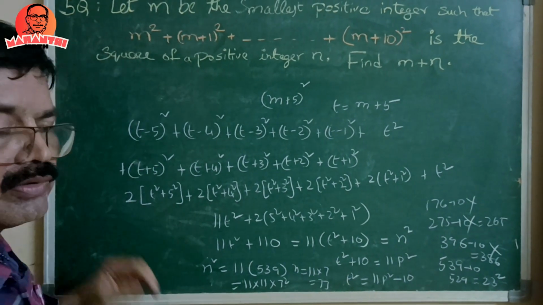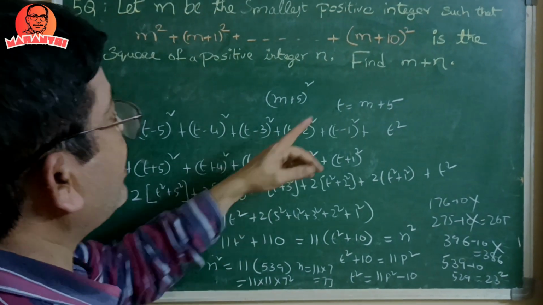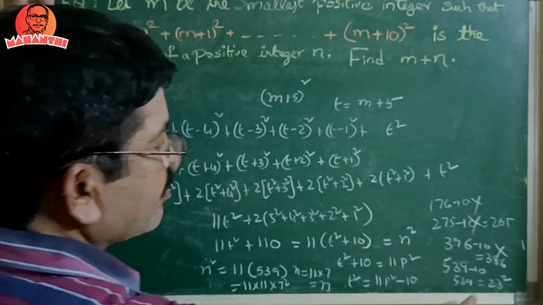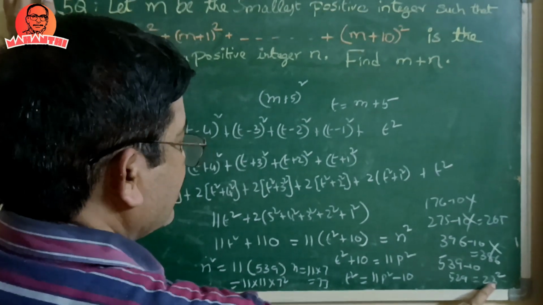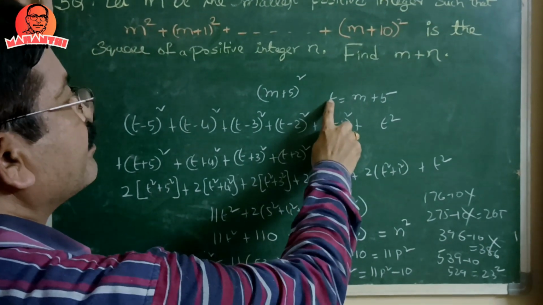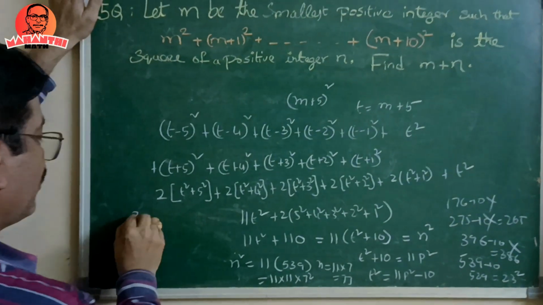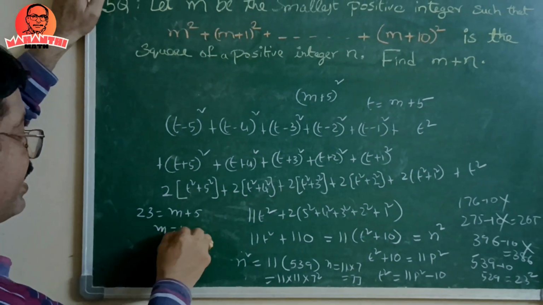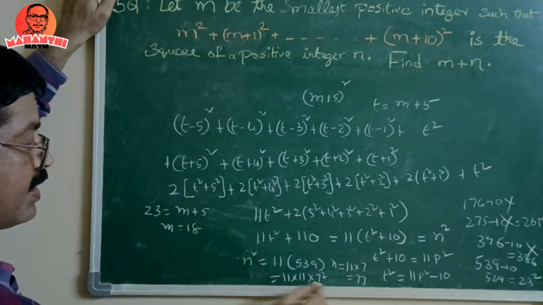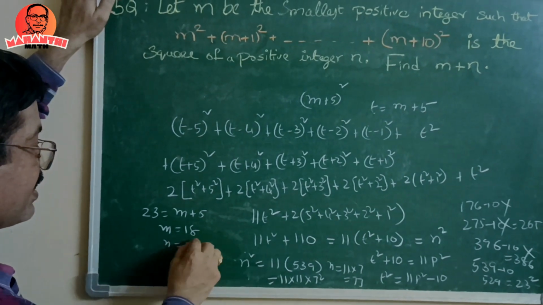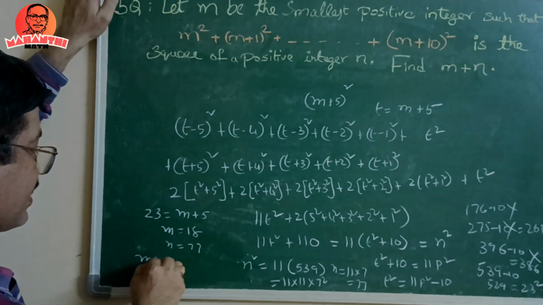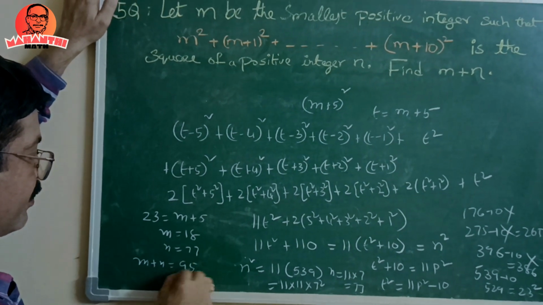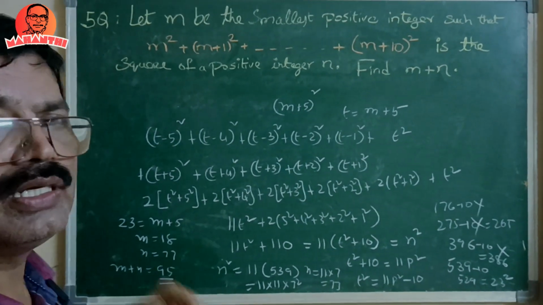Now m value we have to find. For m value we see that t² equal to 23², therefore t equal to 23. So 23 equal to m plus 5, m equal to 18. So m value is 18, n value is 77, therefore m plus n is 95. So your answer will be 95.